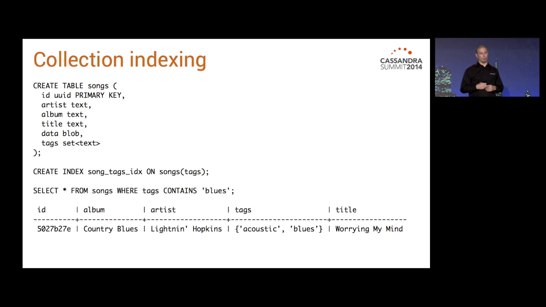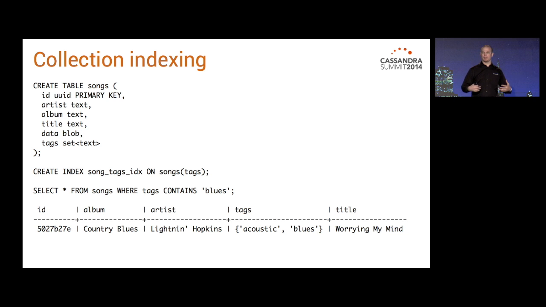Another new feature in 2.1 is collection indexing. So we've had indexes on primitive fields for years. We're adding that to collections now. So here I'm creating a table that has a set of tags associated with each song. And I can create an index now on those tags and then say, give me songs whose tags contain blues. And then I get those back.